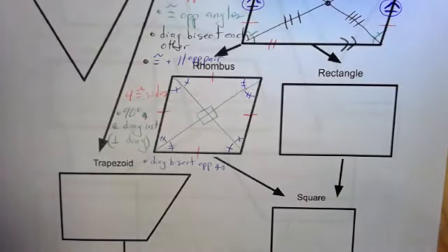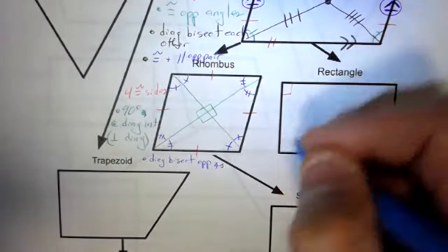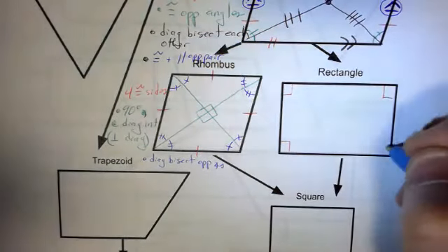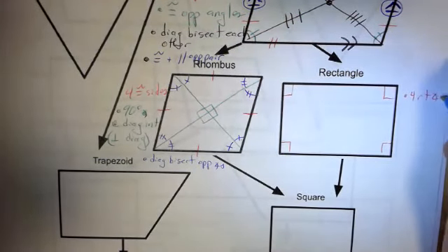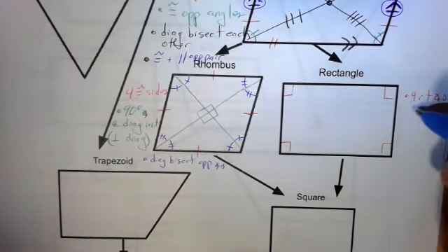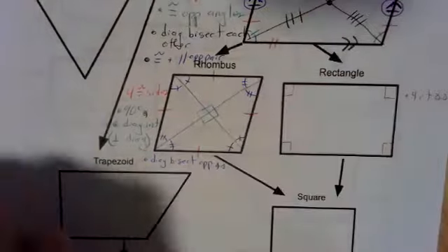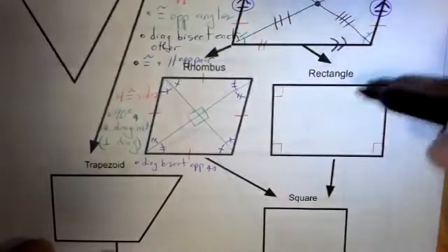All right, now let's move on to a rectangle. For a rectangle, we said earlier, we need 4 right angles. So if we have a quadrilateral with 4 right angles, then we know we have a rectangle. Now there's another unique way where we can prove this, and I'm going to do this in Sharpie because I want it to stand out.